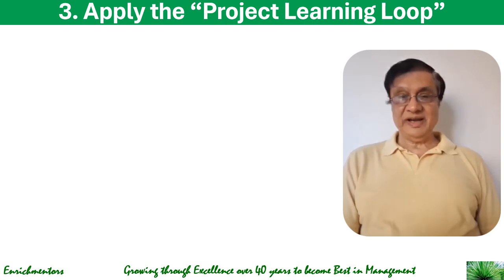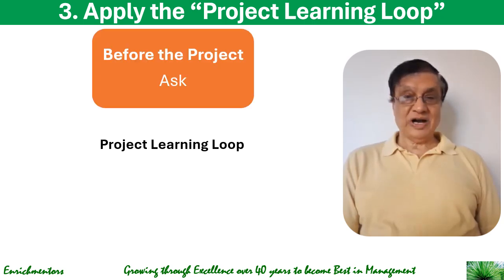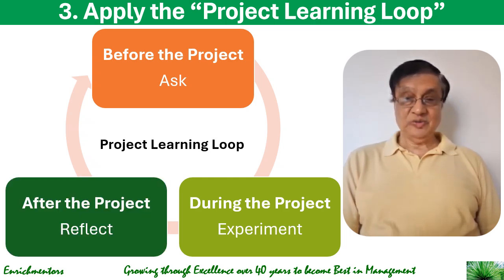The third thing is to apply a project learning loop. You can apply this simple loop. Before the project, ask, what problem am I solving? What skill will I develop? Don't just start doing. Ask these two critical questions. During the project, experiment: try a new method, use AI assistance, apply a framework. After the project, reflect and see what worked, what failed, what could I change, what should I change. This loop will convert work into learning cycles.